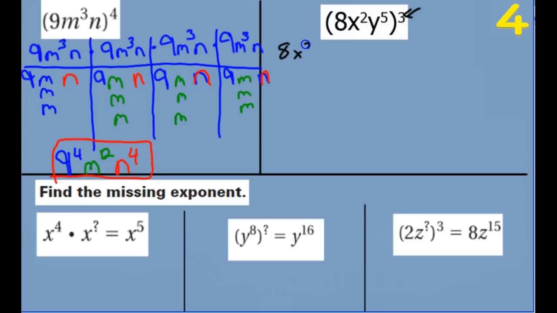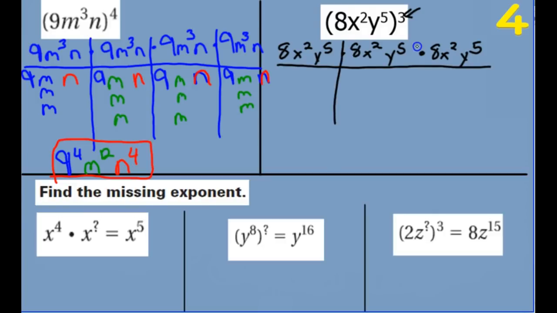8x squared y to the 5th times 8x squared y to the 5th times 8x squared y to the 5th. So we're going to make our table and count out our terms.